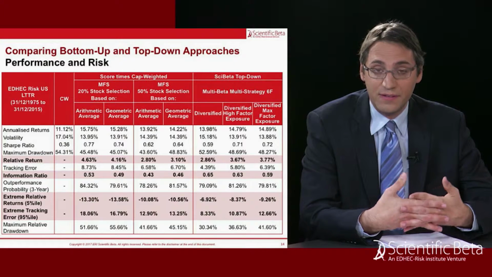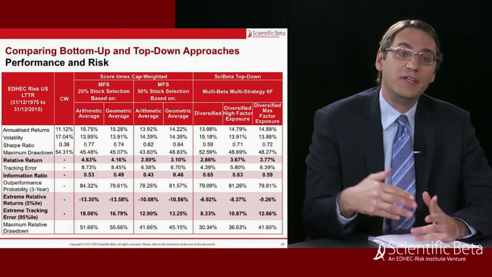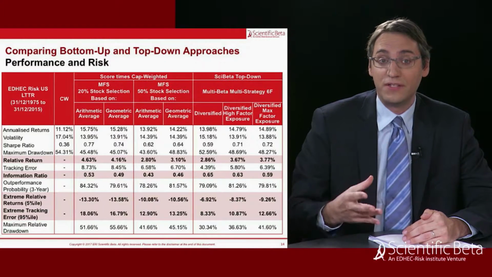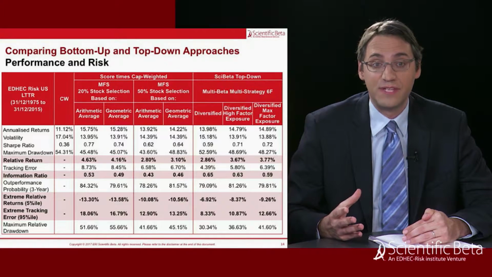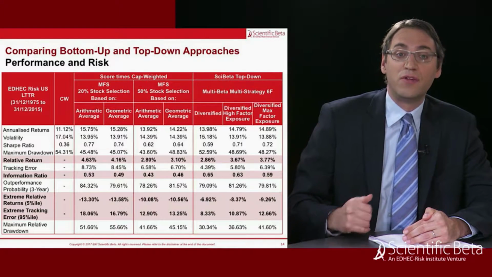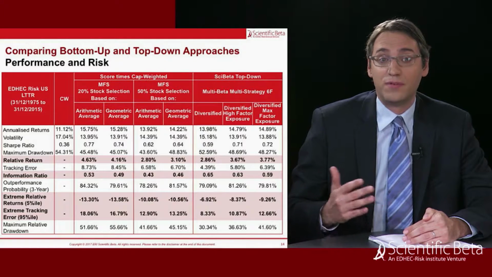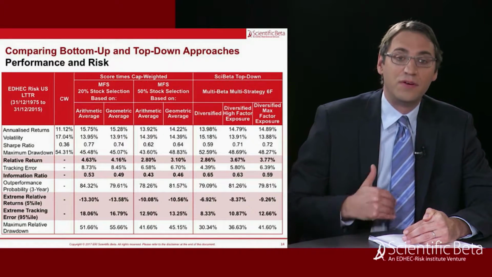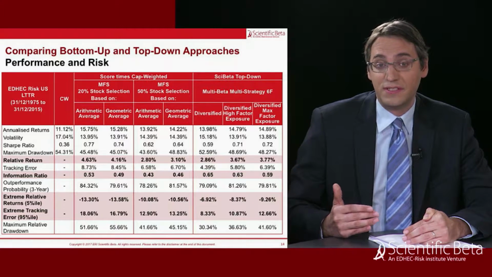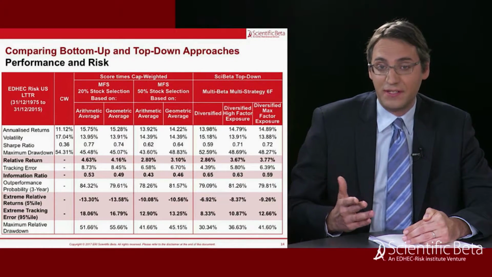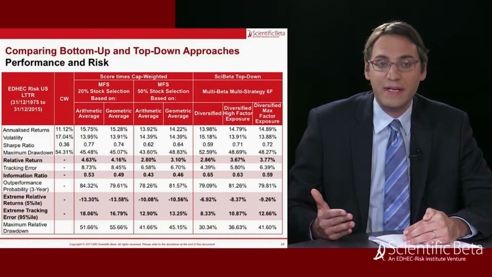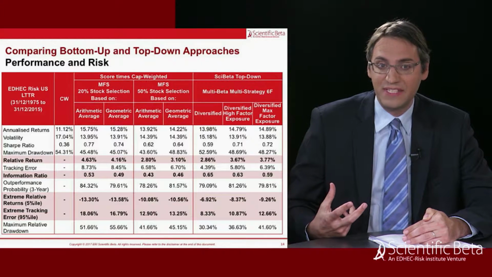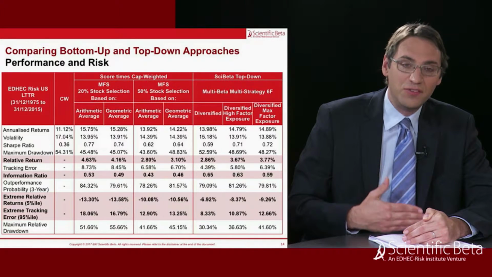So if you look at just the outperformance, the relative return, you can see that the concentrated bottom-up approaches have the highest relative return. They have the highest outperformance among the indices that we're looking at here. So for the most concentrated approaches, you get outperformance of more than 4% annual. Okay, for the top-down approaches, outperformance is in the range of about 3% to about 3.7%.